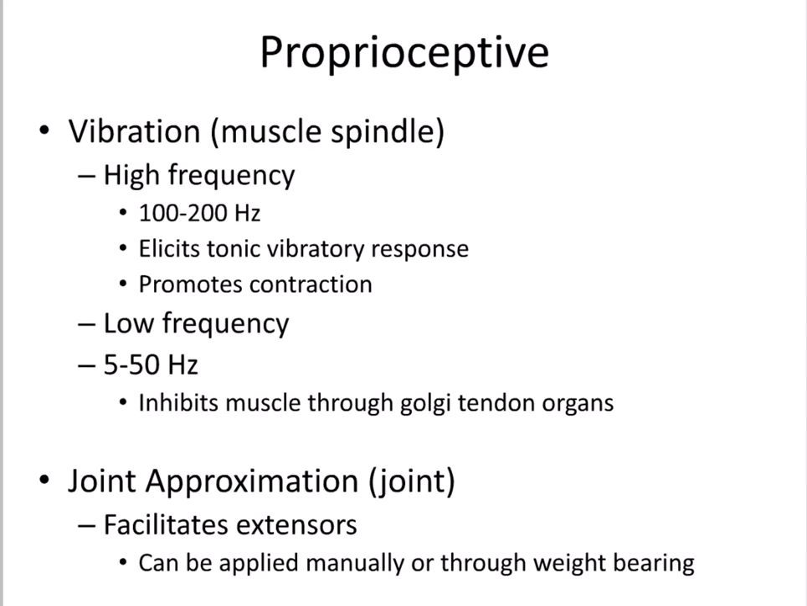Another proprioceptive input is joint approximation. It works at the level of the joint and it facilitates extensors. I demonstrated this when we looked at sit to stand, or having patients go from sit to stand. If you just put a joint approximation down through the tibia, you get extensor, knee extensor contraction.